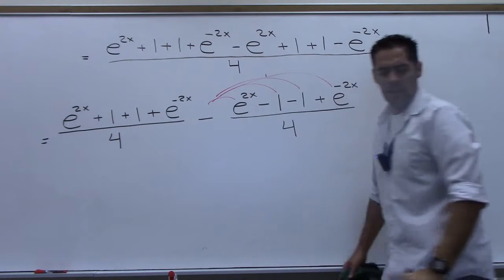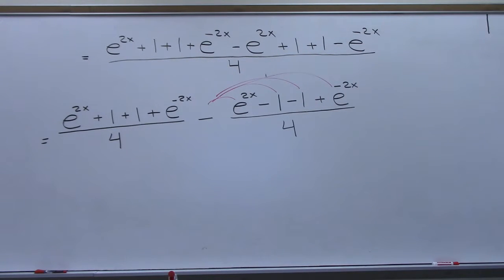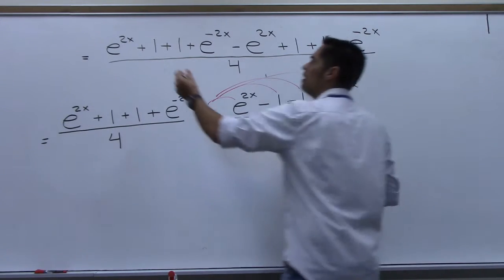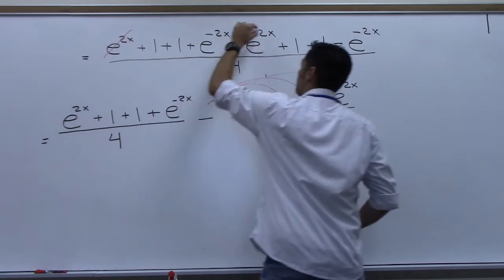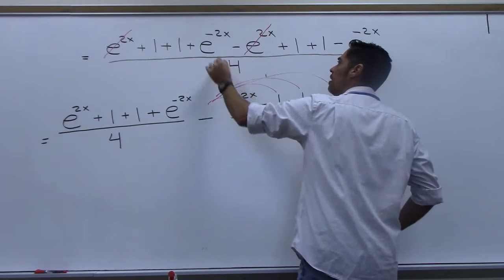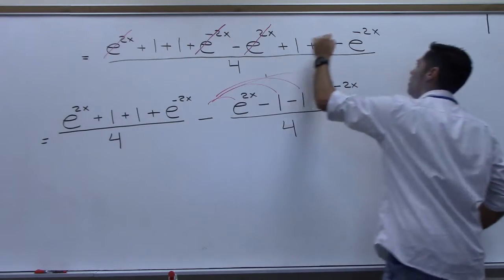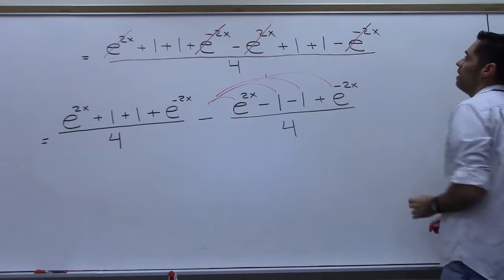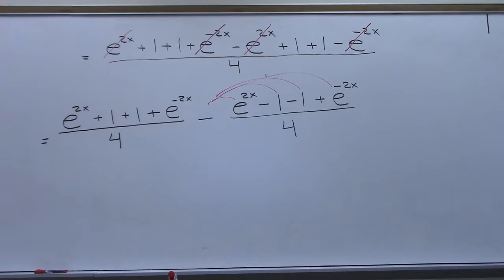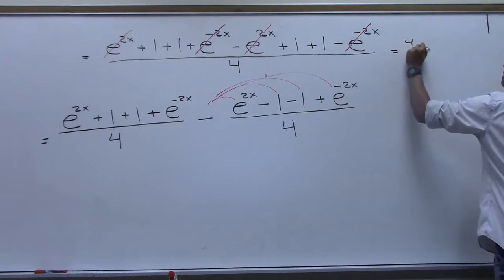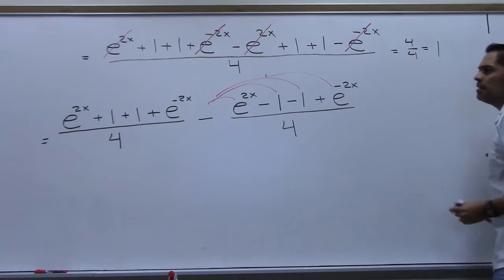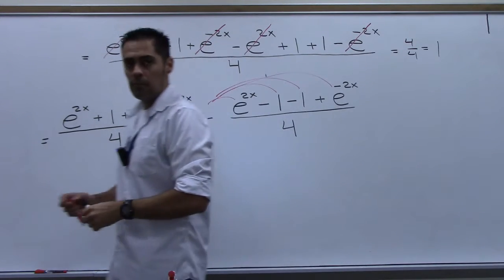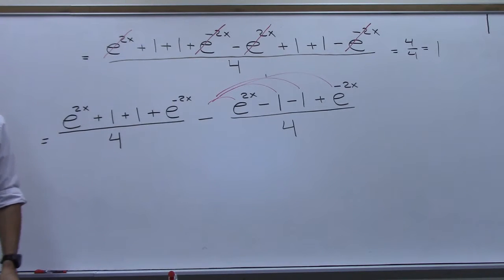And then you see everything starts getting canceled out here. All the e to the x stuff goes away. So this e to the 2x cancels with this minus e to the 2x. This positive e to the negative 2x cancels with minus e to the negative 2x. And all you're left with is 4 over 4, which is 1. So we verified the identity. Okay? On your homework, you'll be doing a few problems where you'll be doing the same sort of thing.